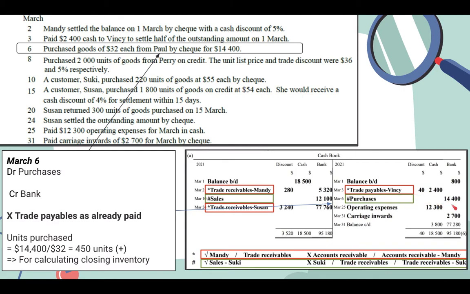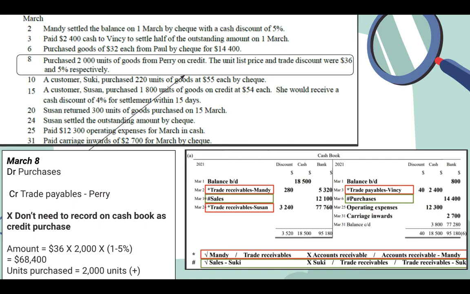Credit bank $14,400, purchases. At the same time, you can see I keep track of the units that increase and decrease. After we purchase, we have more units. Keep track of this, then you will know at the end of the month how many units you have left. 2,000 units more on the 8th of March is on credit, so there's nothing on the cash book. Nothing on the cash book. But this one should still be on your income statement.